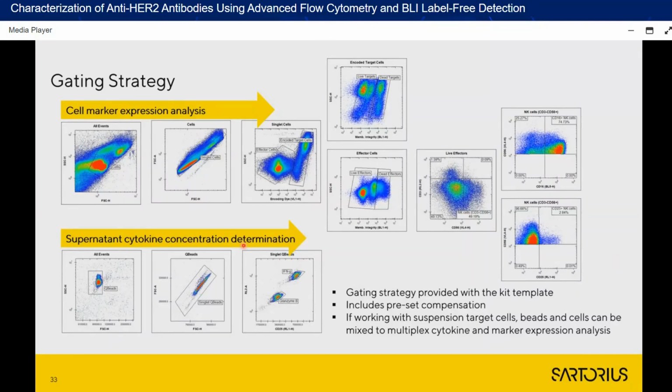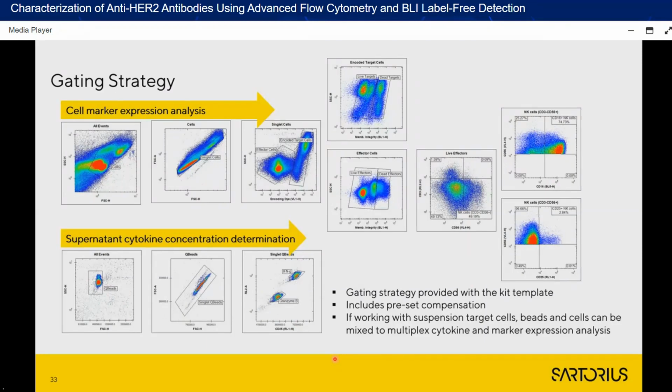And basically at the top here, we've got our cell gating. So from the cell population through to gating our live effectors, and then distinguishing those NKs and then gating the activation markers on those NKs. And then below here, we've got our Q-bead gating to show how we distinguish the interferon gamma and granzyme B signals.